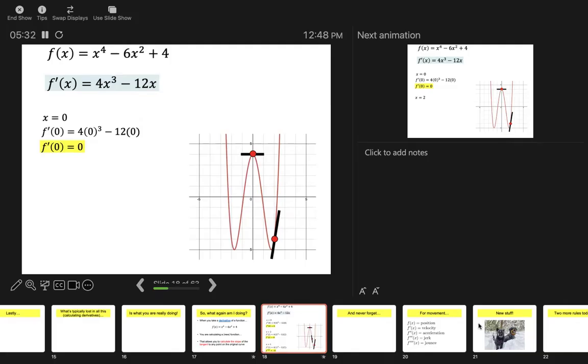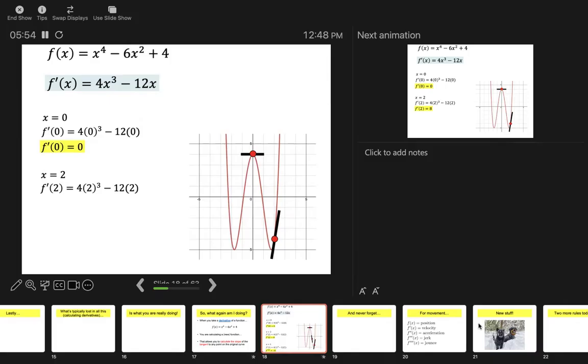What do you think the slope is? By observation, look at the black line. What's the slope? Clearly bigger than 1 and not negative, right? So how could we figure out what it is? By plugging it in. We just plug in 2, the x value, into the derivative formula, not the original function.